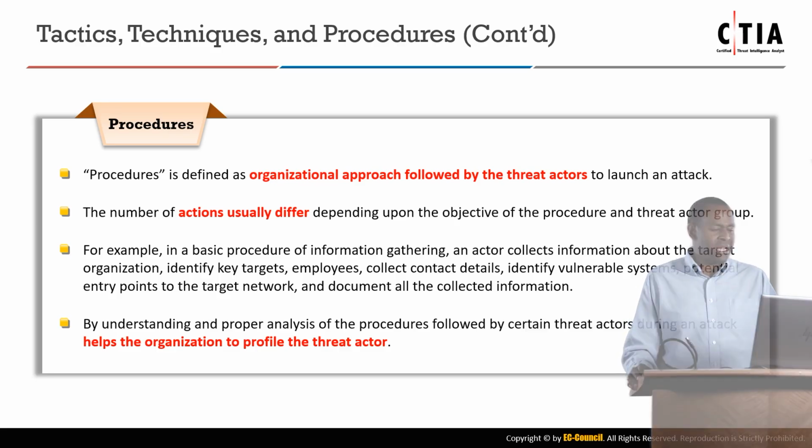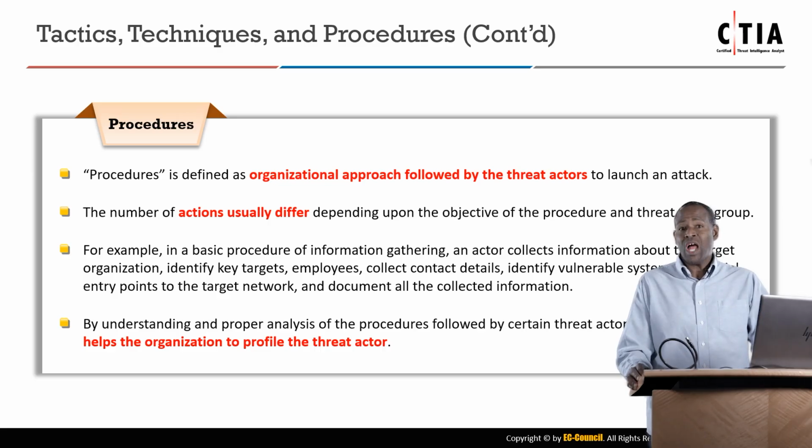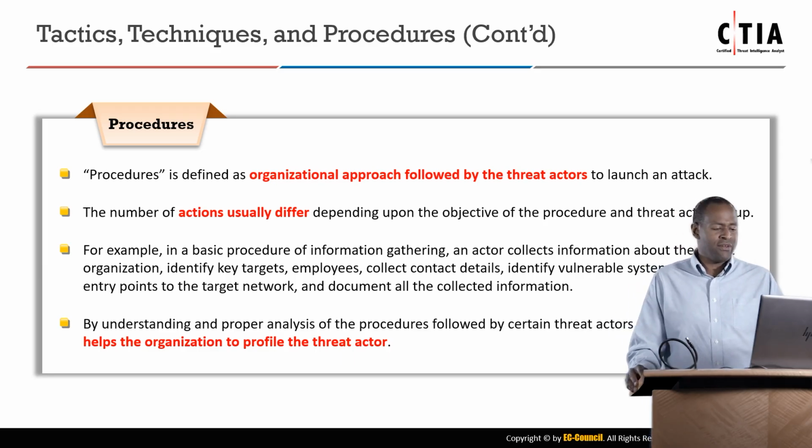Here's an example. A basic procedure for information gathering. An actor collects information about the target organization, the identity of key targets, employees, collection contact details, identifying vulnerable systems, potential entry points to the target network, and then they document all this information. That's a lot of work. That's a lot of procedure. That is a lot of organization. And if we can somehow get a whiff of the fact that this is happening on the network, we might be able to identify the threat actor.